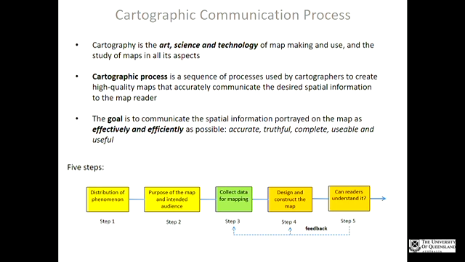The goal of cartography is really to communicate spatial information effectively and efficiently. I've got five things here that we want to aim for: it needs to be accurate, truthful, complete, usable, and useful. Those are the characteristics of maps we might want to aim for. But people often don't do these things on purpose.